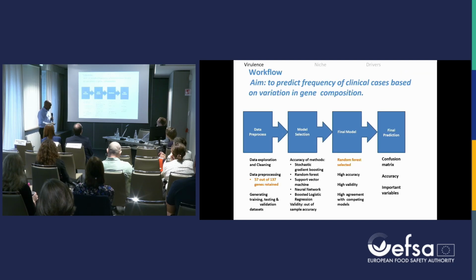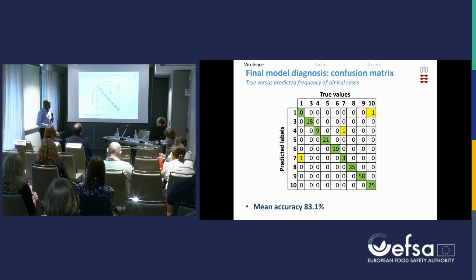So this is a flow process. We explore data, cleaning, processing, looking at the genes which are more important. I'll come back to this later. We always have a lot of data that is not offering enough information. And then testing different algorithms. I'll come back to that in terms of data considerations. And then a random forest model was selected, which was quite accurate.